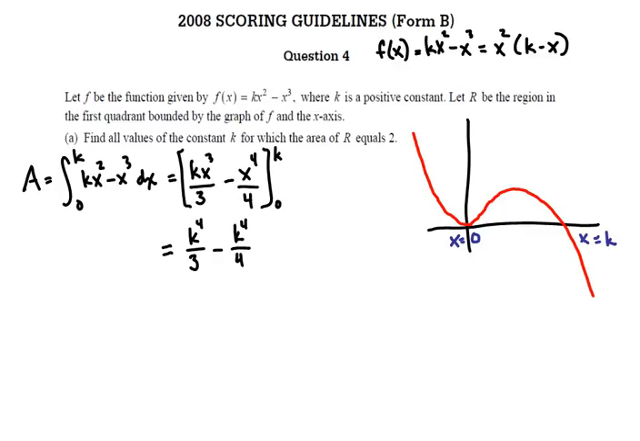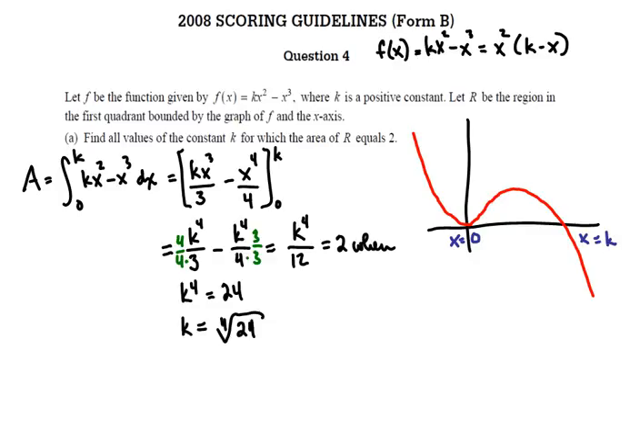When I substitute 0 for x, the whole expression will zero out, so I'm just left with k to the fourth over 3 minus k to the fourth over 4, and finding a common denominator is going to give me k to the fourth over 12. And I want to find out where that's equal to 2, and that happens when k to the fourth is equal to 24. And so that will be true whenever k is equal to the fourth root of 24. And so that's the answer for part A.